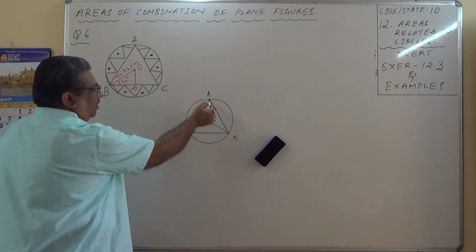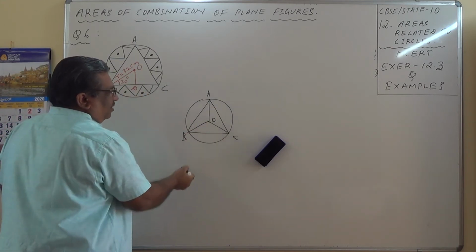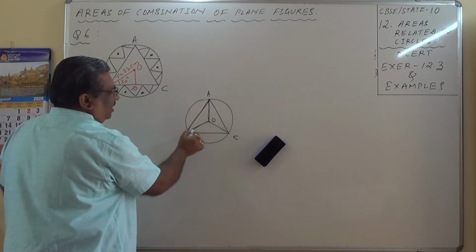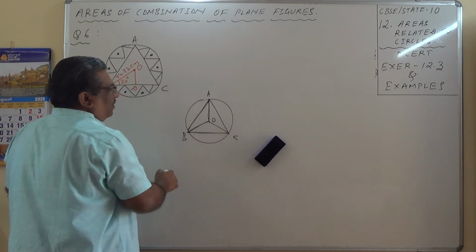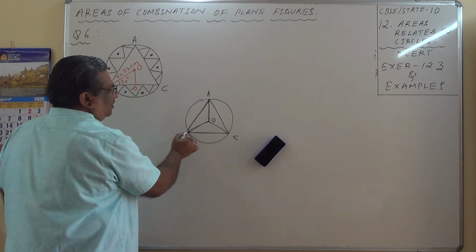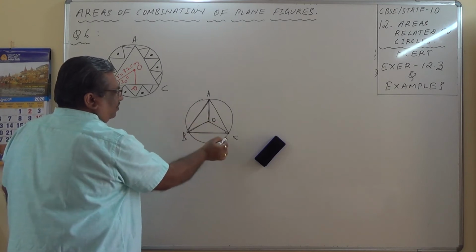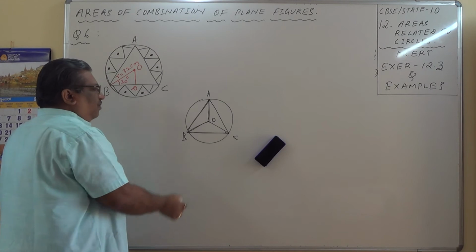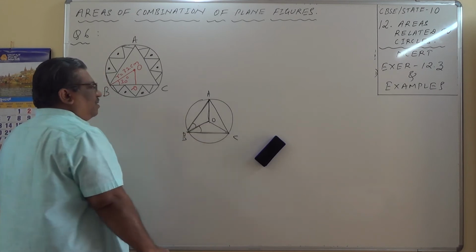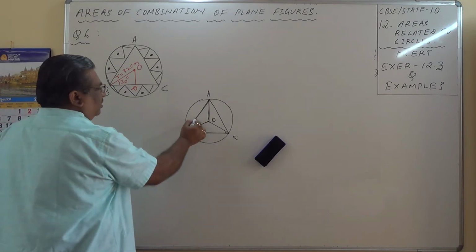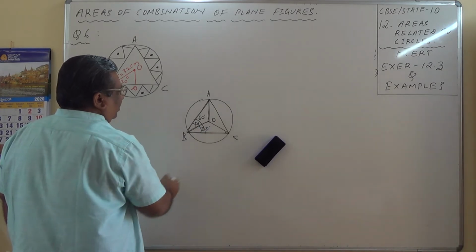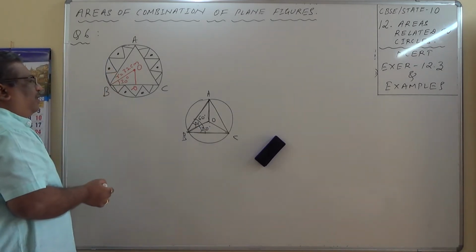In triangles OAB and OBC, OA equals OC, OB is common, and AB is equal to BC. By the SSS congruency rule, these two triangles are congruent, and therefore this angle is equal to this angle by CPCT. The total angle is 60 degrees, and hence this is 30 degrees and this is 30 degrees, because OB becomes the angular bisector over here.